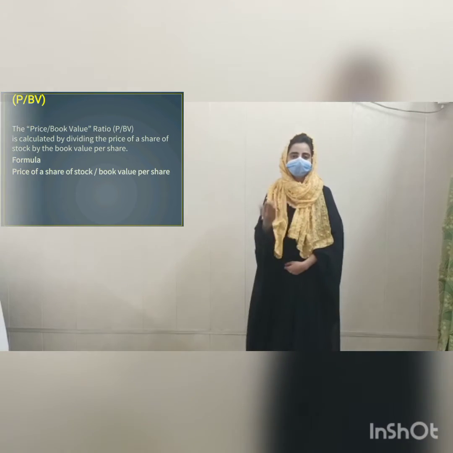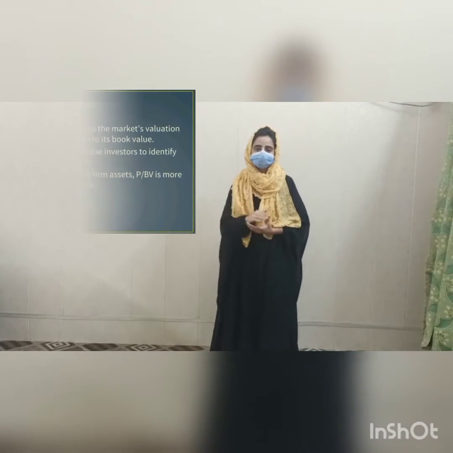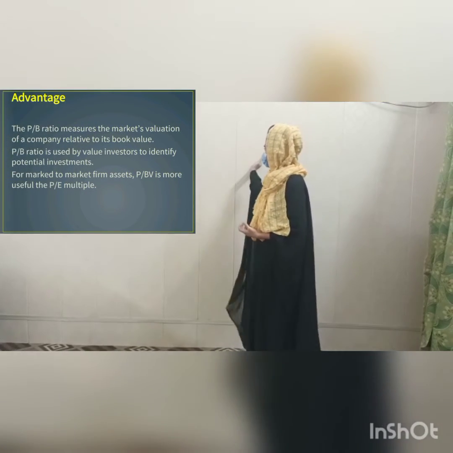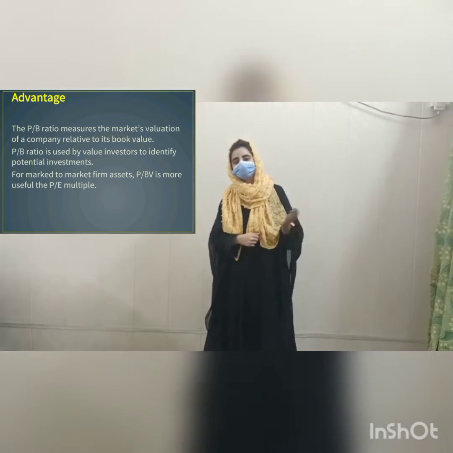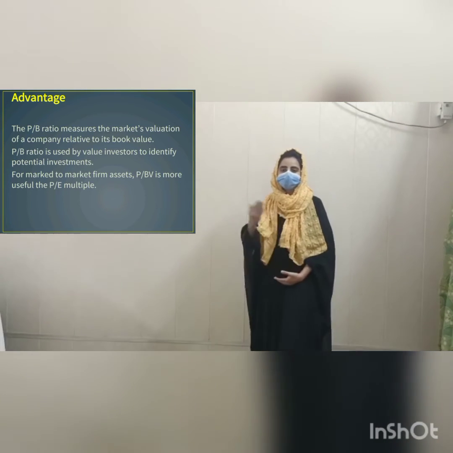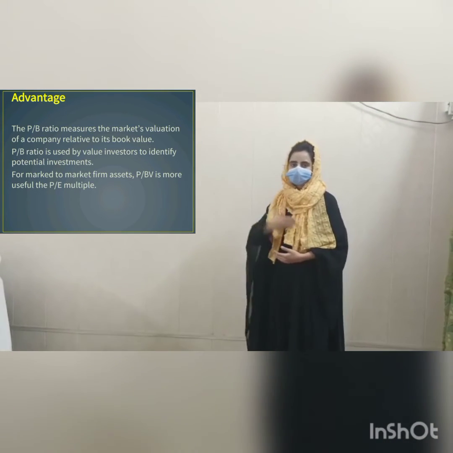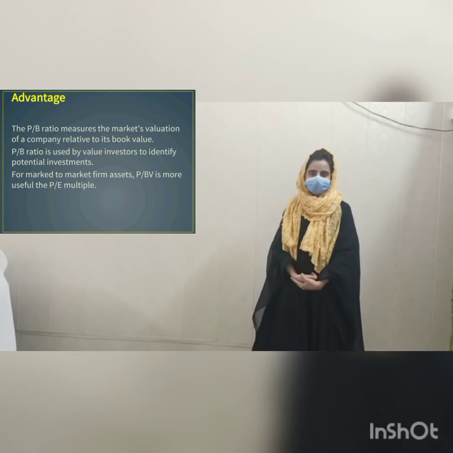Now I want to explain the advantages of the price to book value ratio. The first advantage is that the price to book value ratio measures the market valuation of a company relative to its book value, and the other is that it is used by value investors to identify potential investments, and the other is for marking to market firm assets. The price book value ratio is more useful than the price earnings multiple.